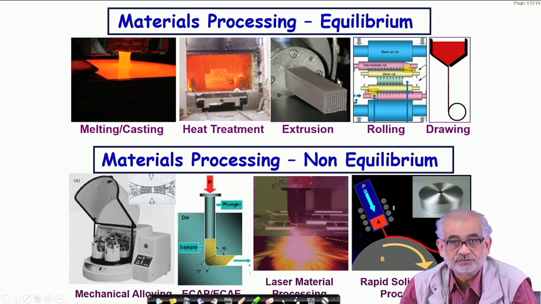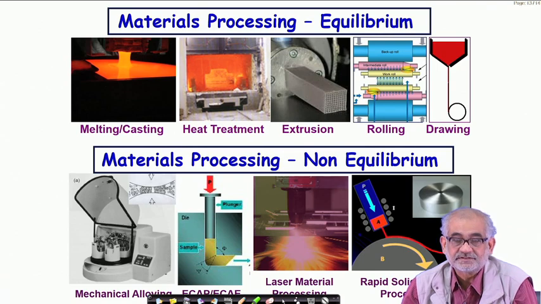Now, all these processings are usually done at high temperature or in a condition which allows us to develop an equilibrium structure. In other words, the time-temperature combination for these processes is fairly conducive to developing a microstructure which is equilibrium in nature. On the other hand, if we are in a hurry or if we want to defy the rules of equilibrium, we also resort to certain processings which are non-equilibrium processing.